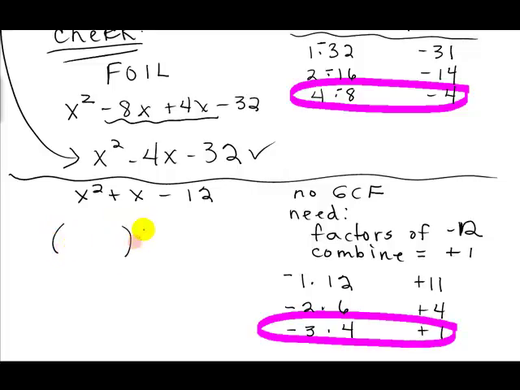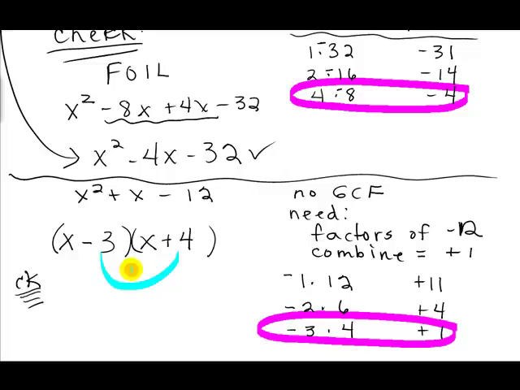Break it into two sets of parentheses, x, x, negative 3, positive 4. You want to check this. You can FOIL it like we did up here, or you could do a quick check.